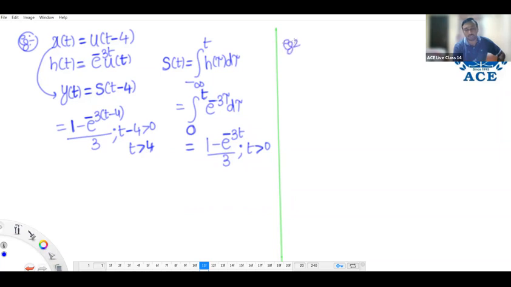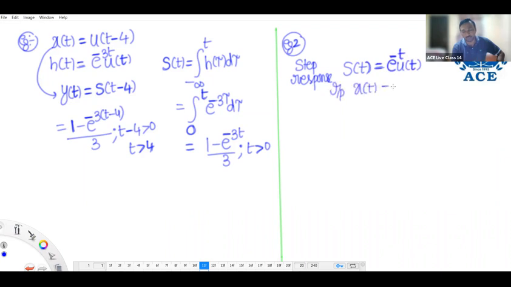In a similar way, suppose I have given the step response like e power minus t u of t, and the input is given as a ramp. Asked for the output, sir. Instead of the impulse response, I have given the step response. Input is ramp. Asked for output.